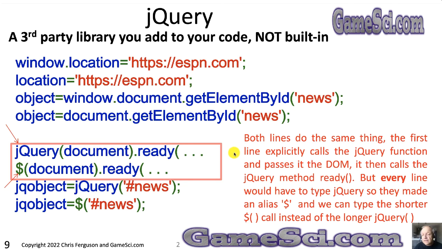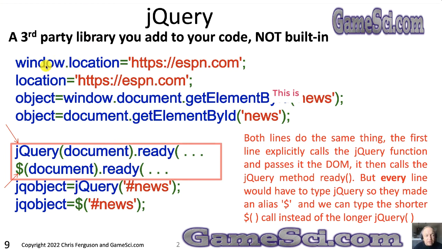The first line explicitly calls the jQuery function and passes it the DOM. It then calls the jQuery method ready. But every line of jQuery would have to type in jQuery in front of it, so they made an alias called $, and we can type the shorter $ sign version instead of the longer jQuery version.